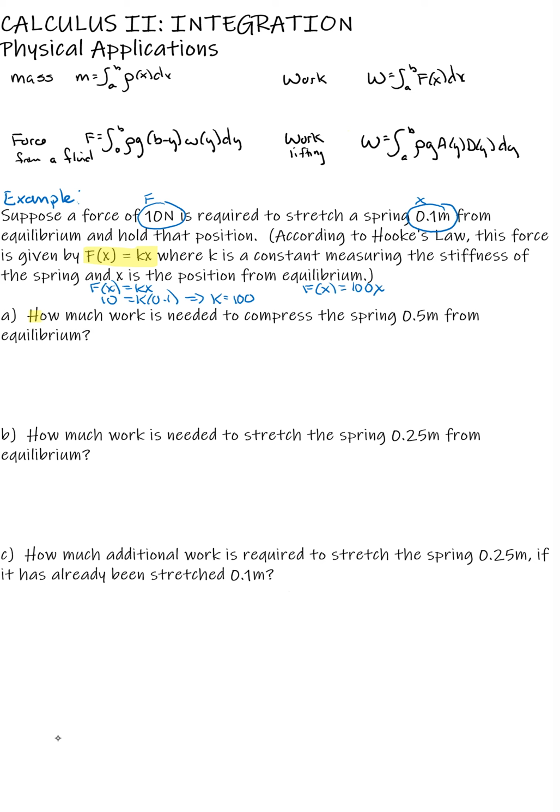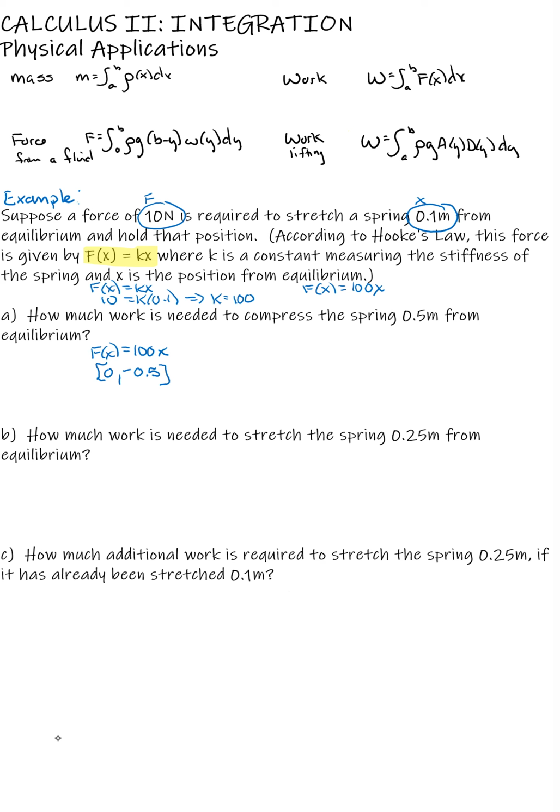So part A: how much work is needed to compress the spring 5/10 of a meter from equilibrium? All right, so we have, of course, that f of x is equal to 100x. Now we are compressing from equilibrium, so we're starting at 0, but compressing it means we're going to go in the negative direction. And it's being compressed 5/10 of a meter, so we're going from 0 to negative 5/10.